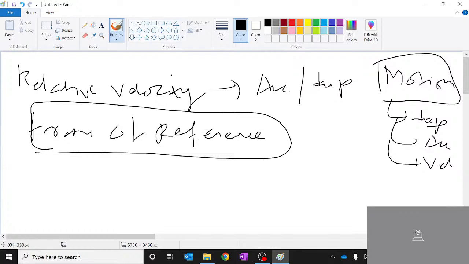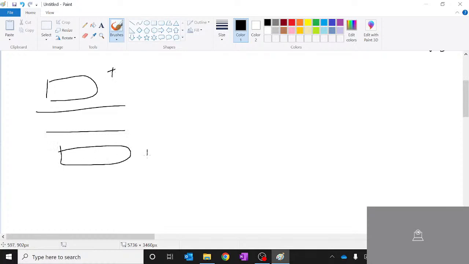Now let me see an example. In most cases you must have seen this while traveling in trains. Say this is platform 1, and you're sitting on opposite platforms. Say this is train 1 and this is train 2. What is the most important thing? The most important thing is frame of reference. Now if you are sitting in this train and observing this train moving, assume this train is moving this side.